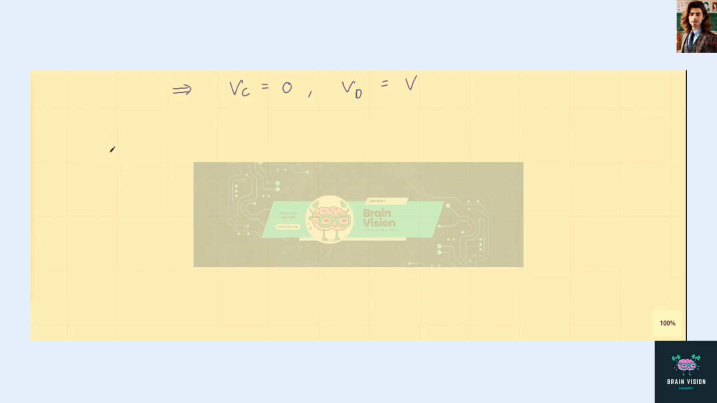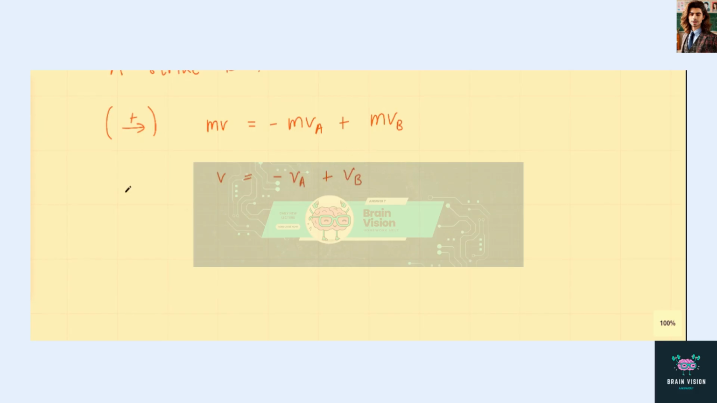Now the next collision is ball A striking ball B. Using the conservation of momentum, we have A moving at initial momentum mv, and this must equal minus mva plus mvb. So again, we can divide through by m and we get v is equal to minus va plus vb. So we can see a pattern emerging.